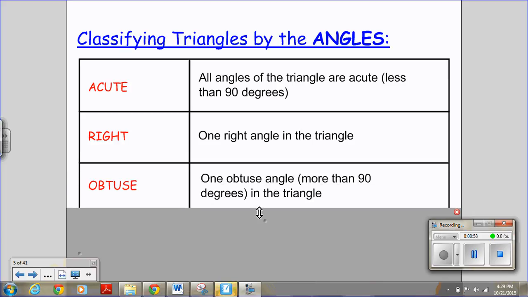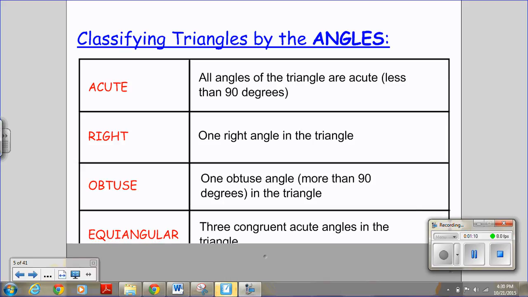There are obtuse triangles. An obtuse triangle has one obtuse angle, which is more than 90 degrees. And lastly, you have an equiangular triangle, where you have three congruent acute angles in the triangle. So those are the four classifications based on angles.